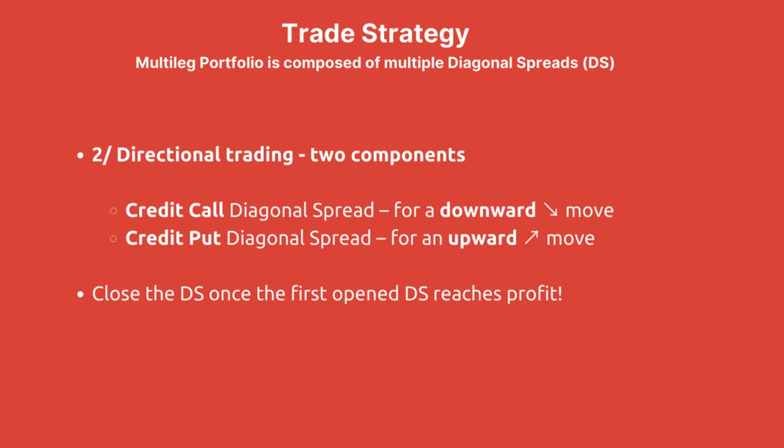Number 2, directional trading. The first diagonal spread is a credit call diagonal spread on a move down, then a credit put diagonal spread on an up move. The second diagonal spread should close profit on the first diagonal spread.